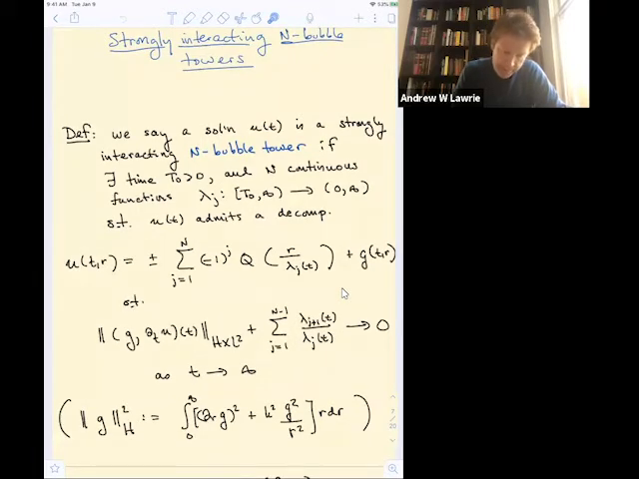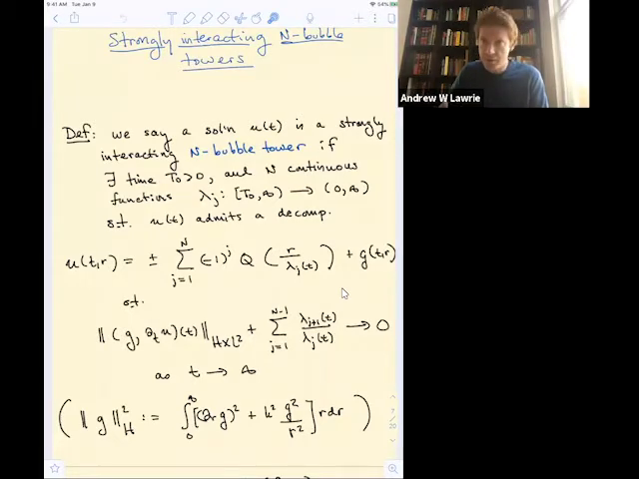So I'm going to make a definition. We'll say that U, a solution, is a strongly interacting n-bubble tower if it admits a decomposition into a superposition of harmonic maps living at different scales. So if I can find n continuous functions lambda j, which I should think of as dynamic scaling parameters, so that U is, I'll draw some pictures on the next page, equal to a superposition of alternating harmonic maps. I'll call these bubbles. See, they're dynamically scaled. Q is a function of r, but it's being rescaled at lambda j of t.